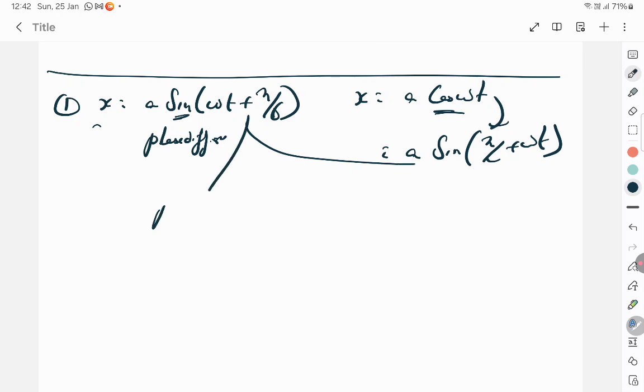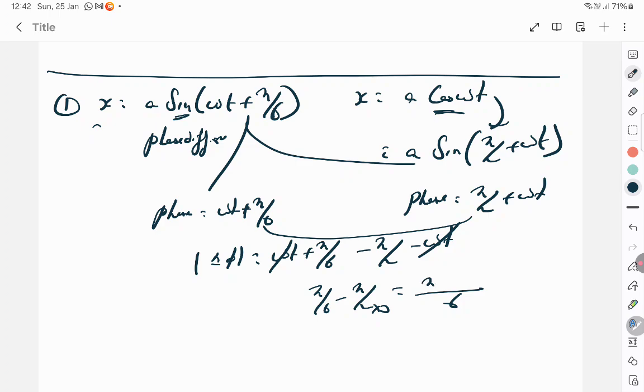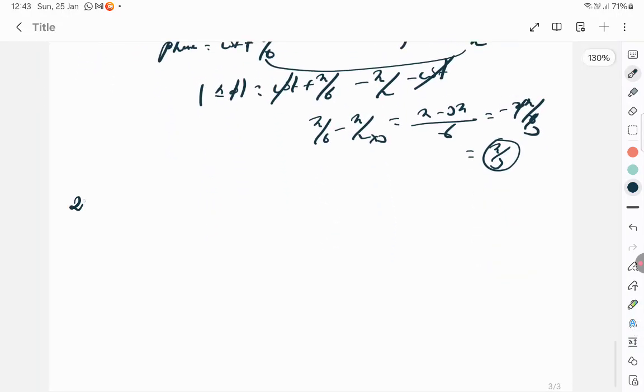So now you got both of these. This is your phase 1, which is omega t plus pi by 6. This is your phase 2 for the second one, pi by 2 plus omega t. The phase difference delta phi's magnitude is omega t plus pi by 6 minus pi by 2 minus omega t. These two get cancelled. Pi by 6 minus pi by 2's whole magnitude is pi by 6 minus 3 pi by 6, which is minus 2 pi by 6 or pi by 3. You can write pi by 3 as the answer. Always remember to compare, you have to get both as sine, so convert cos into sine by writing it as sine 90 plus.